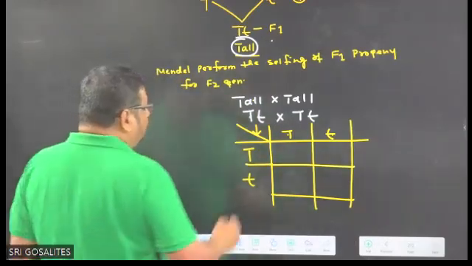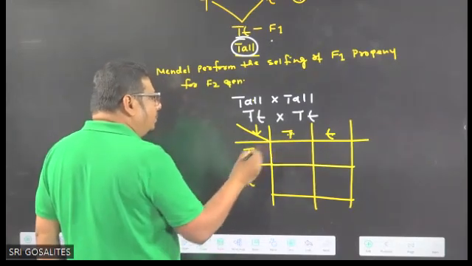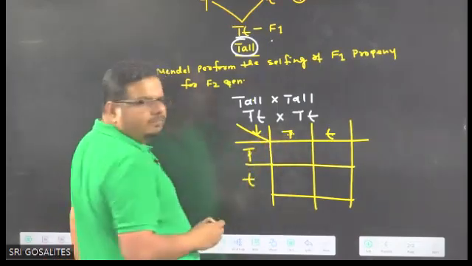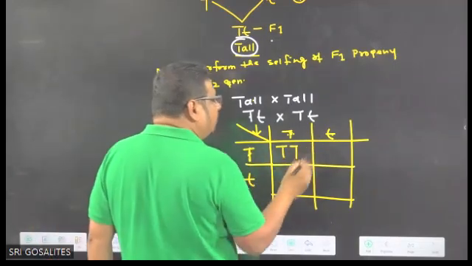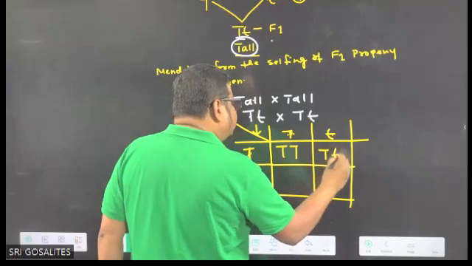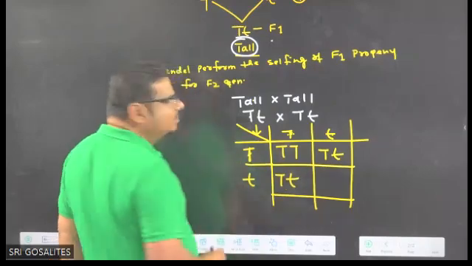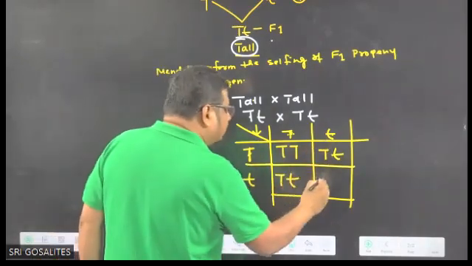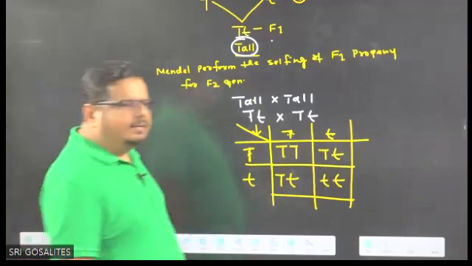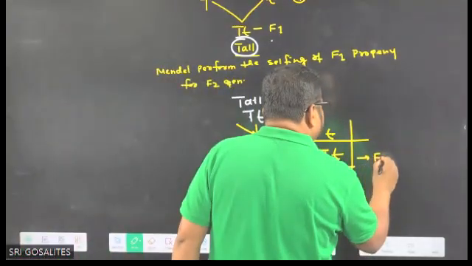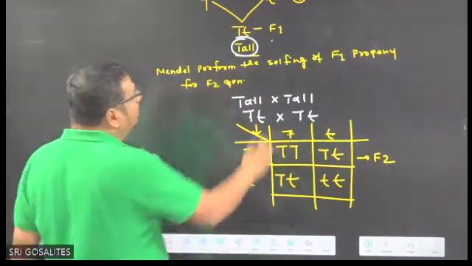Okay. Now, when this gamete fuses with this gamete, what zygote will be produced? Tell me, hurry up. Capital T, very good. When this capital T fuses with this small t, who will be produced? Capital T small t. When this capital T fuses with this small t, who will be produced? Capital T small t. And when this small t fuses with this small t, who will be produced? Small t small t. Is it clear? And this is the result of which one? F2 generation. What did we report in the F1 generation?